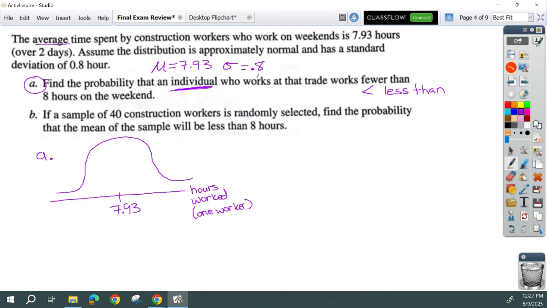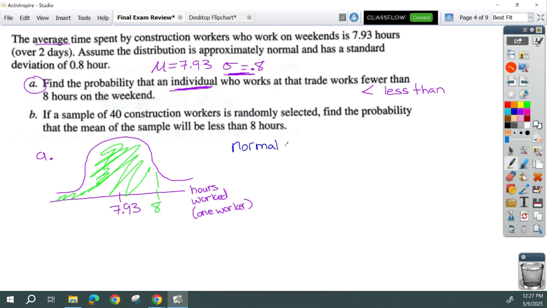Our standard deviation is going to be that standard deviation up here that we were given. And then we want to know, what is the probability that this randomly selected individual works less than 8 hours? Well, we'll put 8 hours on here because that's an hours worked axis. So we could put it anywhere. It doesn't have to be perfect. It just has to be useful to us. 8 hours, and we want to know less than 8 hours. So that's to the left. And if you didn't watch the last video, that's okay. I'll do it here.